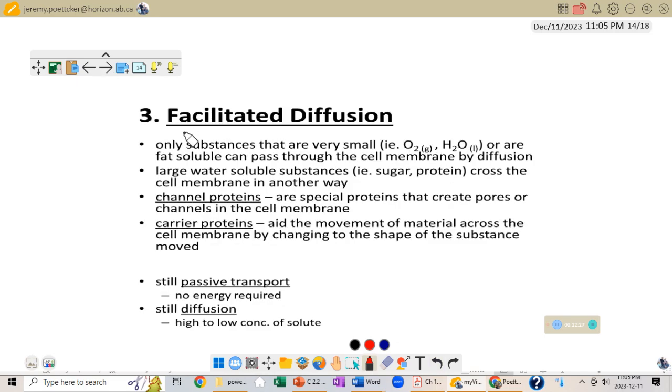Facilitated diffusion. This is the third type of passive transport, as in no energy required. In this case, if we want to get large water-soluble substances into a cell, they need to go through channel proteins or carrier proteins. These are words we should be underlining and defining later. This is still passive transport, and no energy is required. It's still diffusion. We move from high concentration to low concentration of the solute.